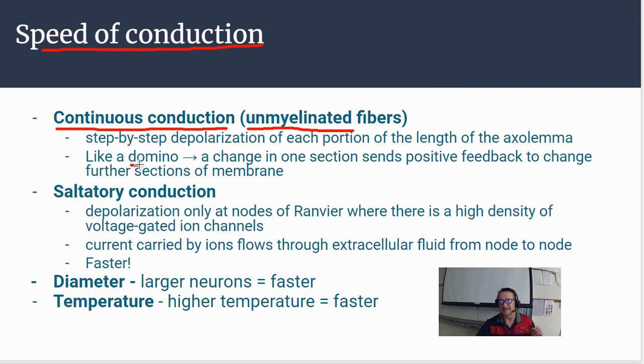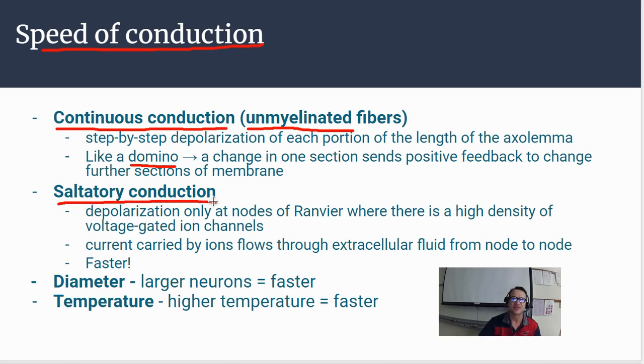So they say it's kind of like a domino. The first voltage gated sodium channel opens, it causes the next one to open, and the next one, the next one, the next one. But in an unmyelinated axon, because it's continuous conduction, it's got to travel the entire length of the axon. So this is going to be much slower. So unmyelinated axons, continuous conduction is slower than this one right here, saltatory conduction.